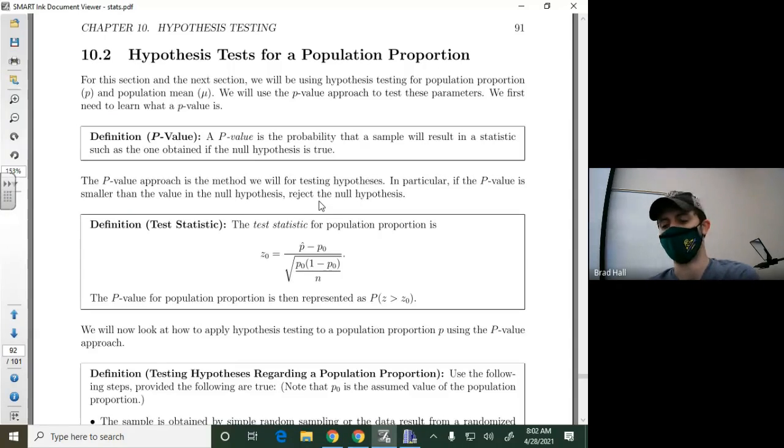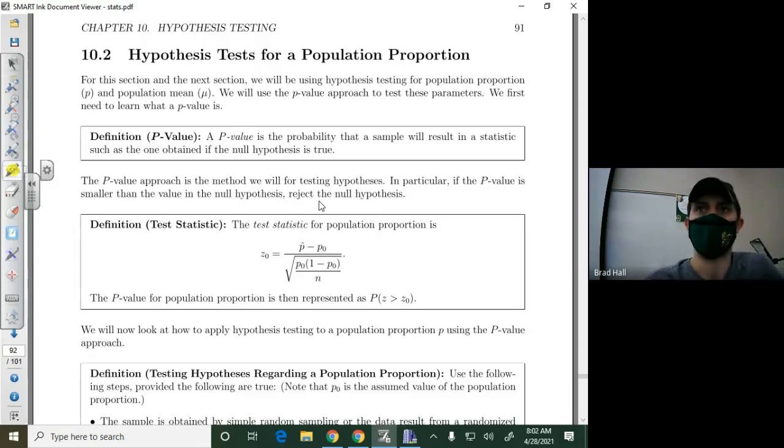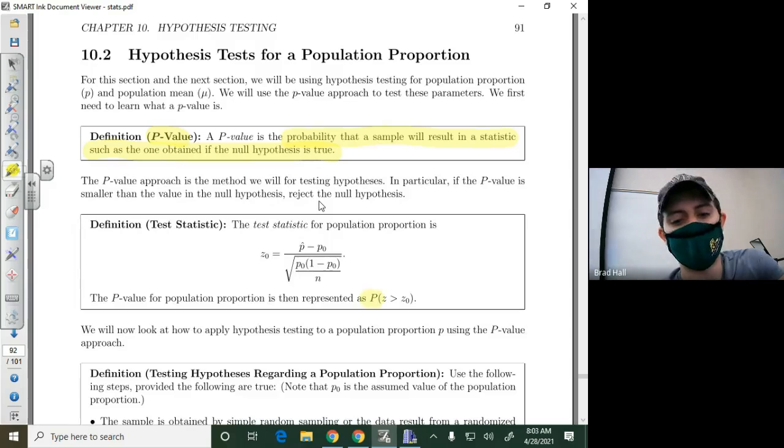And one thing we need to learn about is something called a p-value. And a p-value is a probability value. So a p-value is a probability that a sample will result in a statistic such as the one obtained if the null hypothesis is true. Now, this is more technical than anything, and I like to think about it more as it corresponds to the probability of a z-score. And I'm going to highlight down here what it ultimately in this section pertains to.